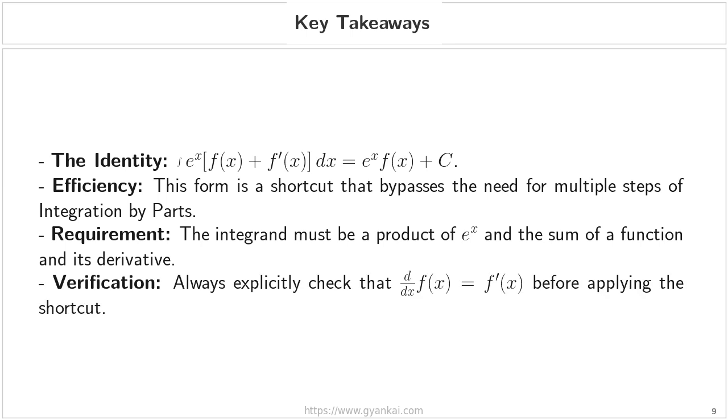Finally, and this is where students often make mistakes, always perform a verification step. Before you apply the shortcut, explicitly check that the derivative of f of x is indeed equal to f prime of x. Double check that you've correctly identified f of x and calculated its derivative. This simple check will prevent you from applying the formula incorrectly and getting the wrong answer.